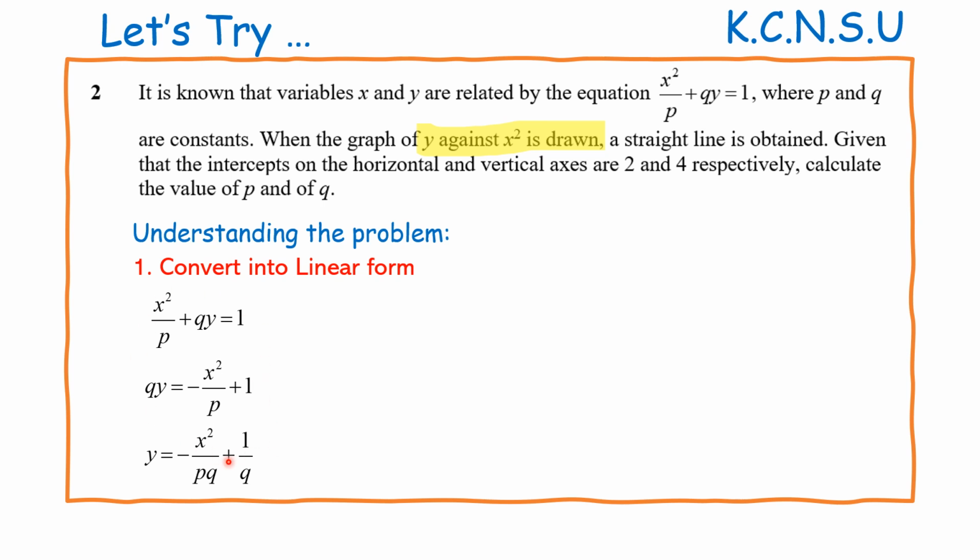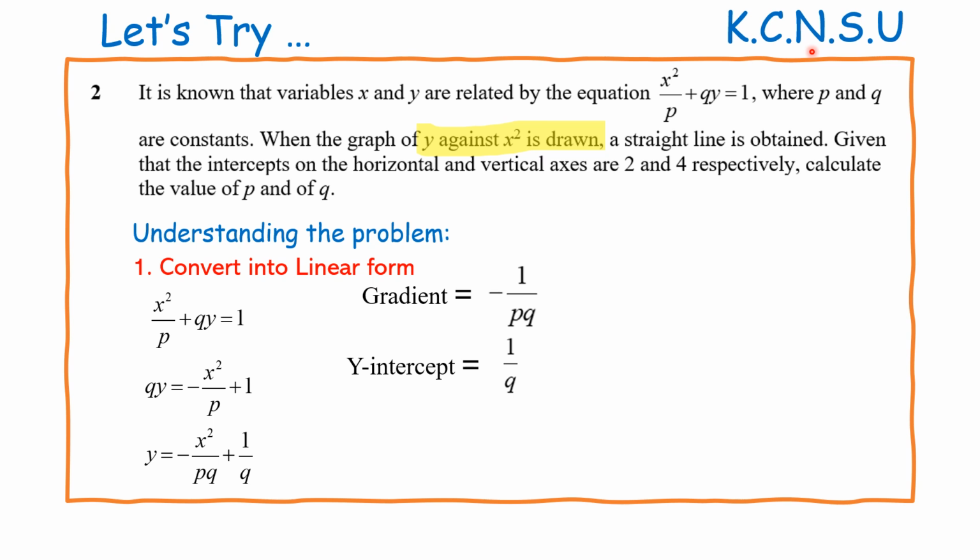Once I have done this, what I need to do next is to identify the gradient and the y-intercept. The gradient over here, hopefully you're able to see, is negative 1 over pq, and the y-intercept here is equal to 1 over q. This is the first part that we must know how to do. It's so critical. This is a must.